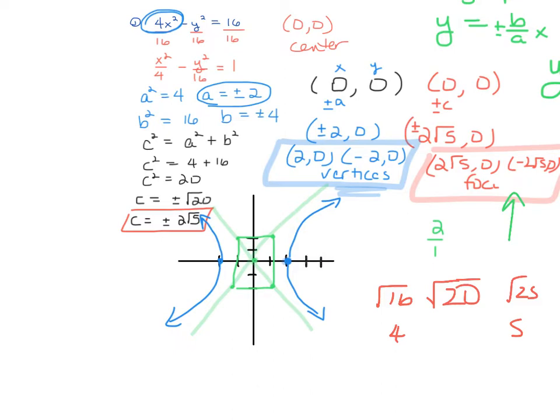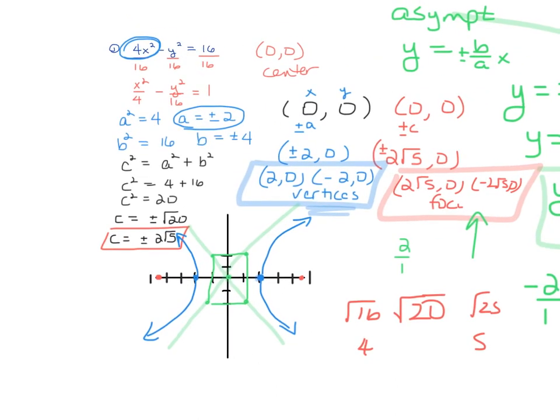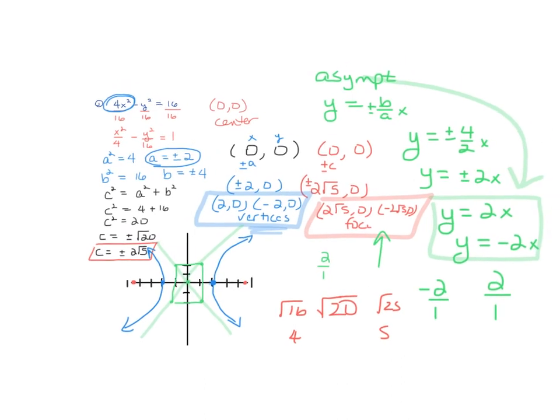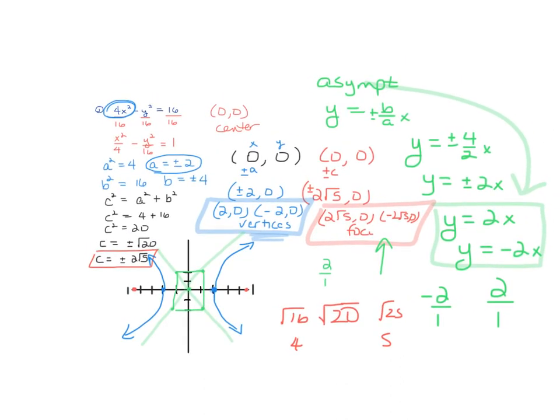So 3, 4, 5. So I can put a point about here for a focus. 3, 4, 5, and another point right here. So this is what you will be expected to do if we give you a question like this, where I'm going to ask you to find the vertices, find the focus points, find the asymptotes, and then graph everything.